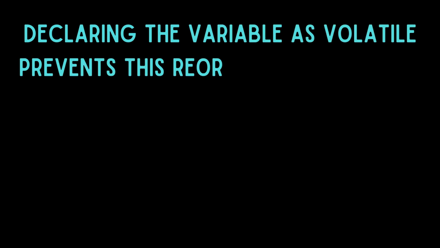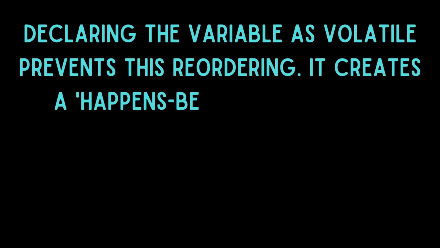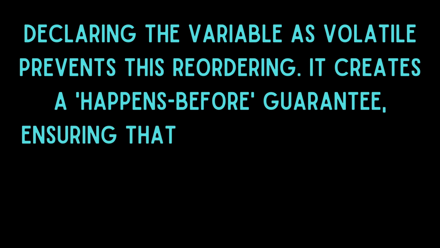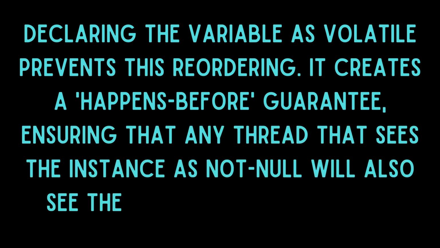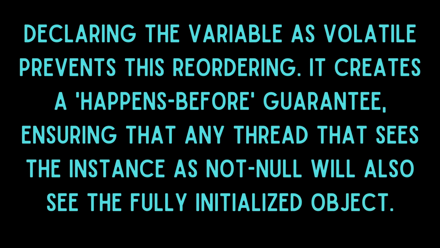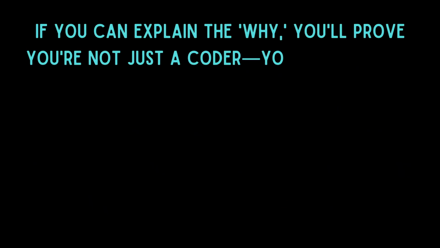Declaring the variable as volatile prevents this reordering. It creates a happens-before guarantee, ensuring that any thread that sees the instance as not null will also see the fully initialized object. If you can explain the why, you'll prove you're not just a coder, you're a problem solver.